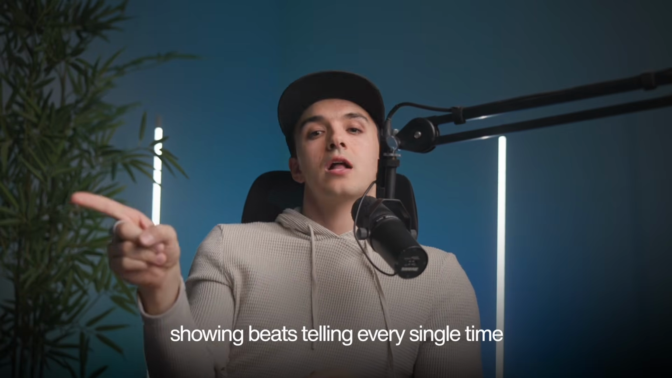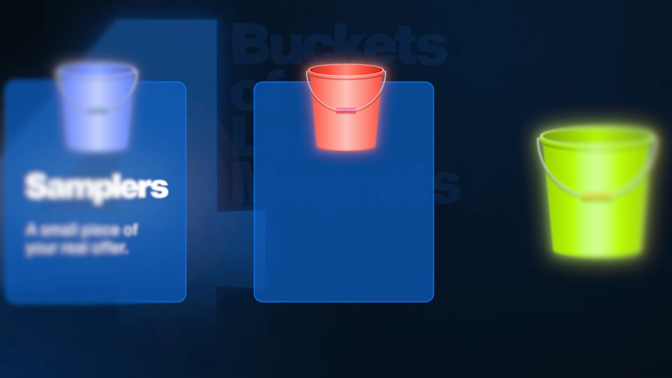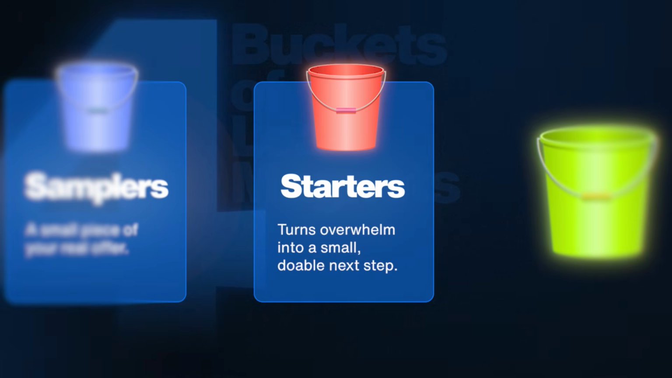That's the power of a good sampler. You're not telling, you're showing, and showing beats telling every single time. Moving on to the third type of lead magnet, the third bucket, we have what are called starters. Starters turn overwhelm and complexity, analysis paralysis, into a small, doable first baby step.